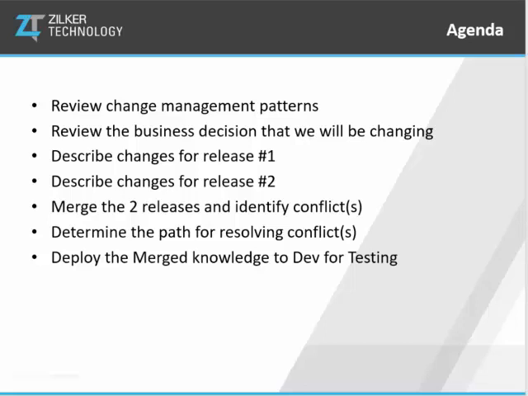Here's our agenda. We're going to review a number of change management patterns. We're going to review the business decision that we're going to be using as an example to managing that conflict. We're going to go through a couple of change requests that have been set up in two different releases, and we're going to attempt to merge those two releases together and identify any conflicts. When we find the conflicts, we're going to determine the path for resolving those conflicts. Then ultimately, we'll deploy those to our dev environment and test those.